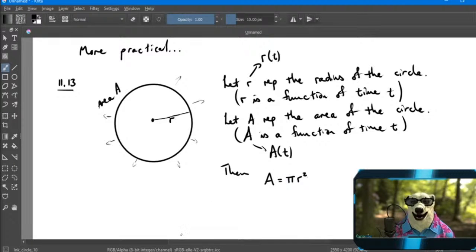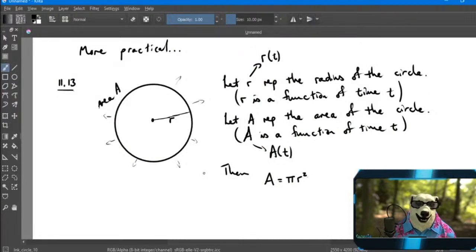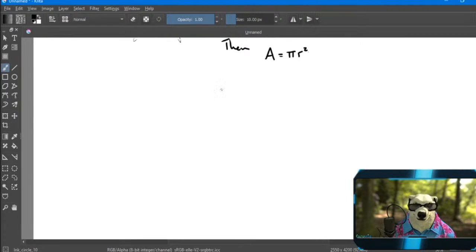Now, the question talks about the radius increasing at a rate of 2 feet per minute. We want to know the rate at which the area is increasing. So we are interested in rates of change here. Rates of change are derivatives. So we want the derivative of A and the derivative of R, because those things are what the question is talking about.